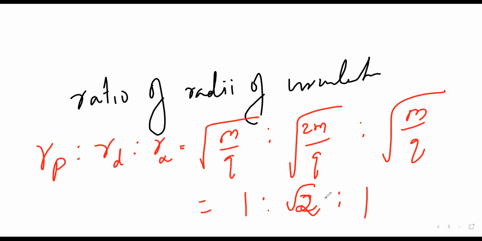Okay. So any radii question, if it comes, R is directly proportional to root of M by Q. This is the key from this. R is directly proportional to M by Q. And the radii with respect to the proton, deuteron, and alpha is root of M by Q, root of 2M by Q, and root of M by Q. Clear?